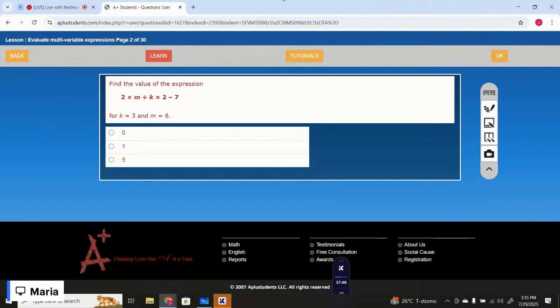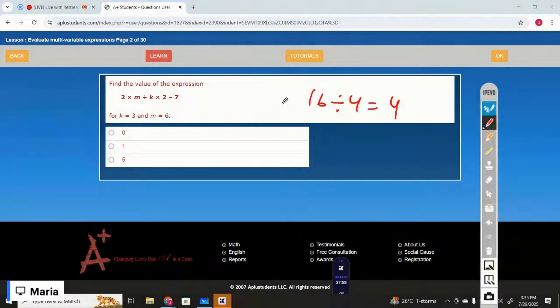Find the value of the expression 2 times m divided by k times 2 minus 7. So we have more than one mathematical operation over here: multiply, divide and subtract. So first we need to learn which operation we have to perform first, right? Let's replace all the variables with values. Replace m with 6 because m equals 6, divided by k is 3, times 2 minus 7.